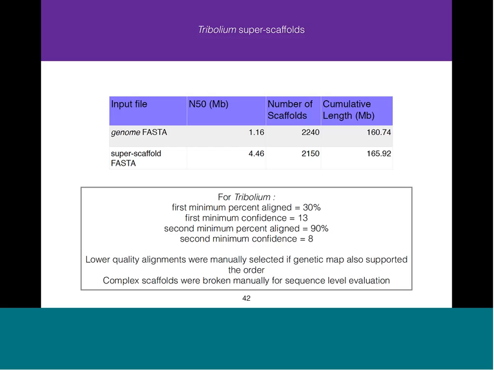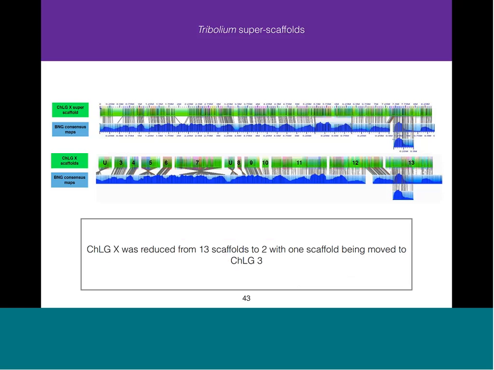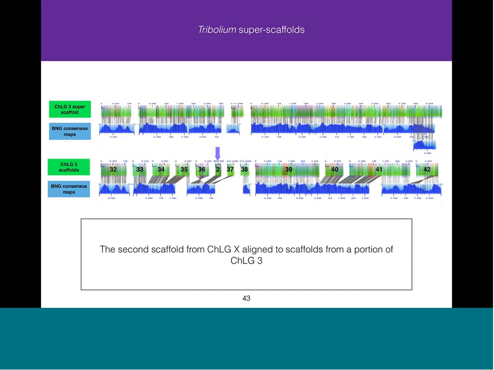And yeah, just again, lower quality alignments for Tribolium were allowed in the final product if the genetic map also supported their order, and complex scaffolds were broken, usually those very small negative gap lengths for our Tribolium work. So here's an example of chromosome linkage group X. X was really fun. We went from 13 to 2 scaffolds, and we moved one scaffold in with chromosome linkage group 3 because it appears that's where it belongs. That's right here indicated with a purple arrow. Scaffold 2 from chromosome linkage group X fits in perfectly with chromosome linkage group 3.